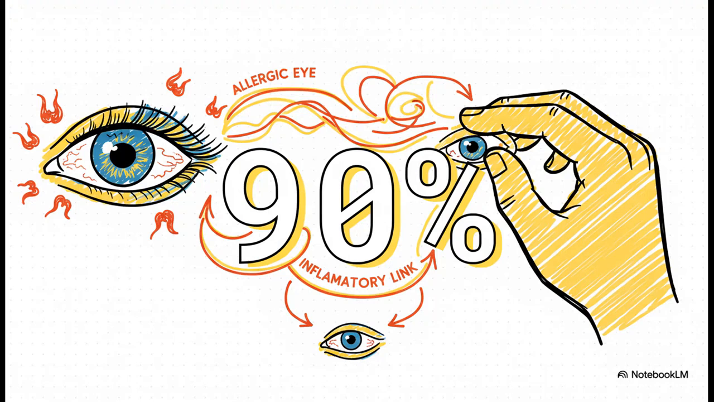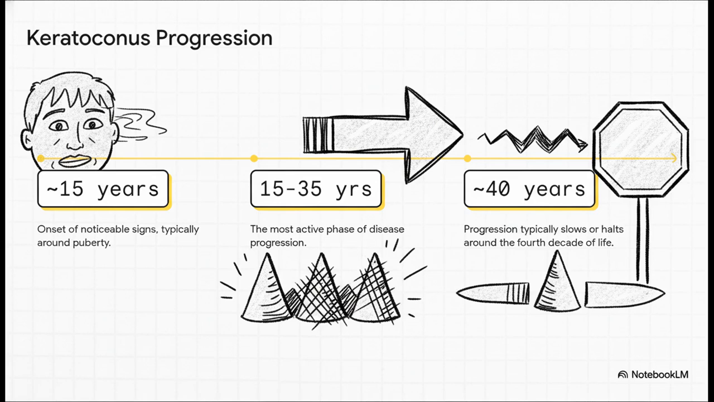A staggering 90% of patients with keratoconus also have underlying allergic conditions. This is absolutely not a coincidence. That chronic inflammation, and maybe more importantly, the eye rubbing that comes with it, are major biomechanical triggers that push this disease forward. Understanding this timeline is just vital for how we manage these patients.